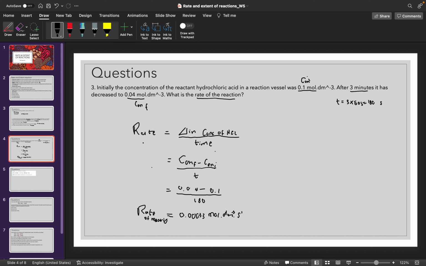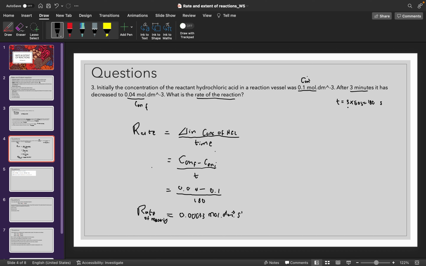We are asked to calculate the rate of the reaction. And the equation we're going to use is the rate of reaction equals the change in the concentration of hydrochloric acid divided by time. We know that the final concentration minus the initial concentration, divided by time, represents the change in the concentration of hydrochloric acid. Now you just substitute what you're given. You have 0.04, which is the final concentration after 3 minutes, minus the initial, which is 0.1, divided by 180 seconds.